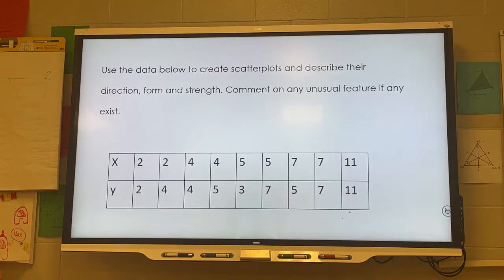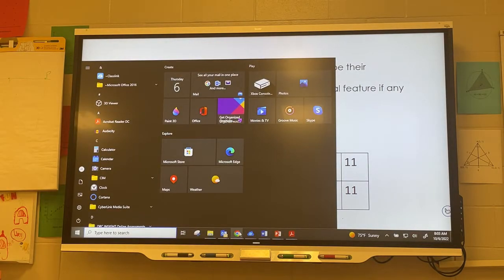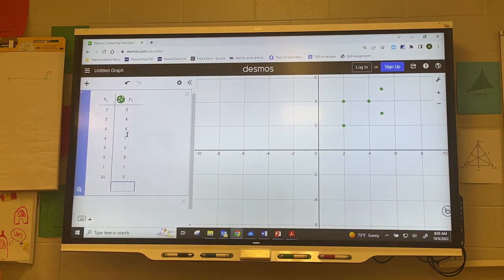Let me write it down on a piece of paper so I take notes. So it's 2, 4, 4, 5, 3, 7, 5, 7, 11. Okay, I think I missed out a 7. So that's why my points were looking so weird. Alright, so it's 2, 2, 4, 4, 5, 5, 7, 7, then 11. Okay, so we're almost there. So 11, 7, 5, 7, 3, 5, 4, 4. Okay.